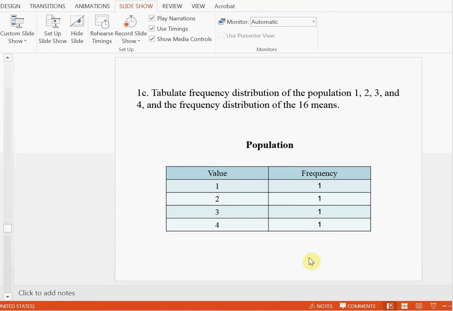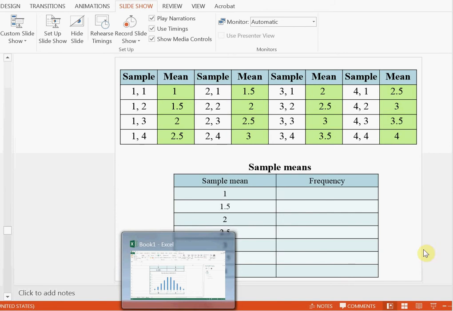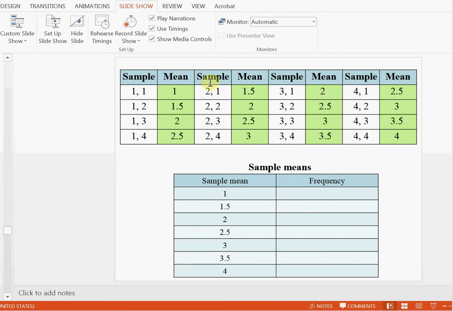So this is the population frequency distribution. We express this in the form of a table. Okay, so tabulation. Similarly, the question asks us to tabulate the sample mean frequency distribution. Now, I put all these 16 sample means here. Let's see, also within this table, we put in each of the values that have occurred in sample mean.